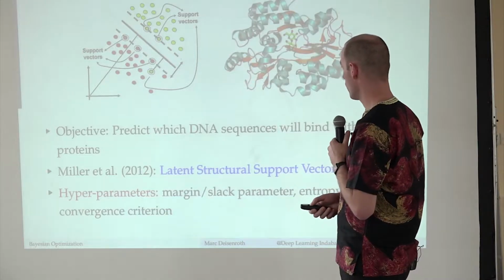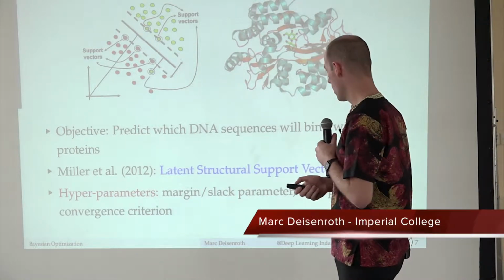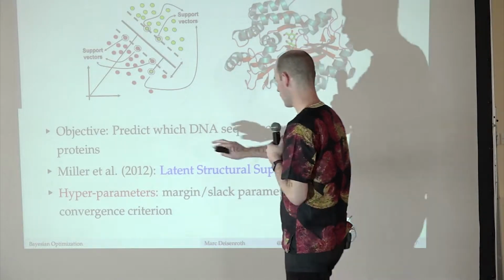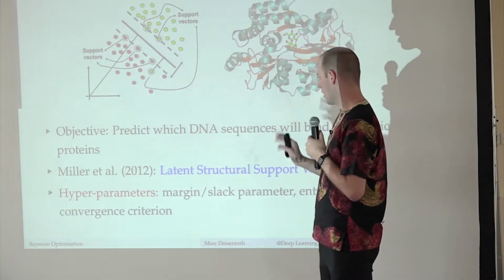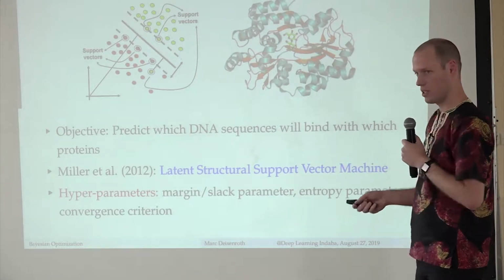So here's an example for DNA sequence classification. I think the details are not so important, but the idea was to predict which DNA sequences will bind with which proteins. And so the paper here by Miller et al. proposed a method called latent structural support vector machine.